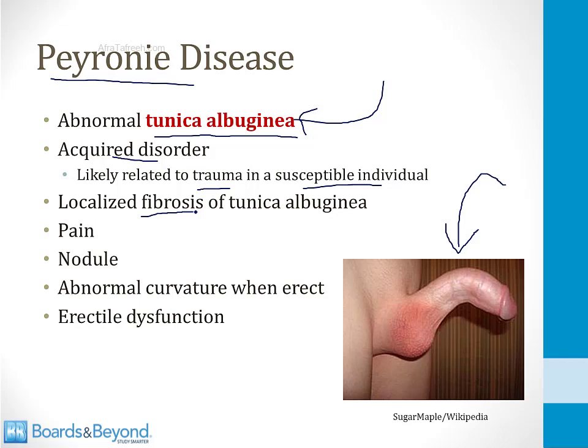If one little part of the tunica albuginea cannot distend, then the erection occurs in an abnormal manner and the penis will look bent, like in the picture on the screen here. Sometimes this can cause pain. Men can sometimes feel a nodule in that tunica albuginea layer, and when the penis becomes erect, there will be an abnormal curvature. This is often what men complain of when they come to their primary care physician.